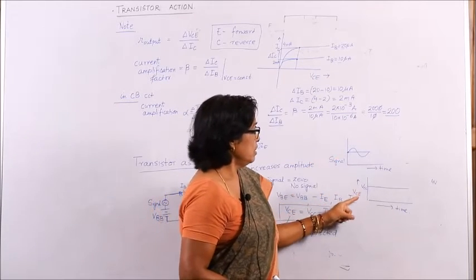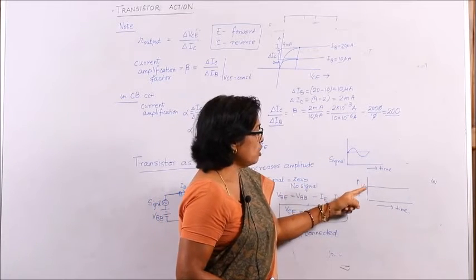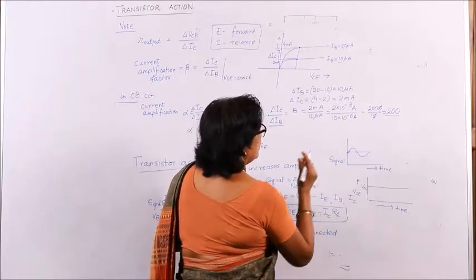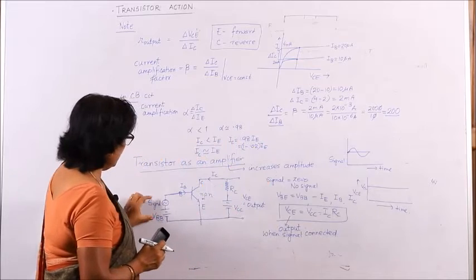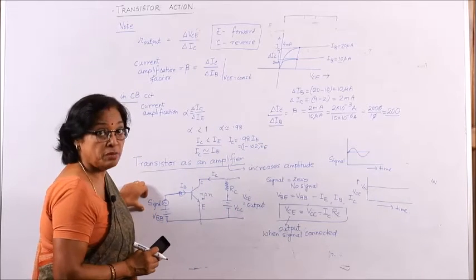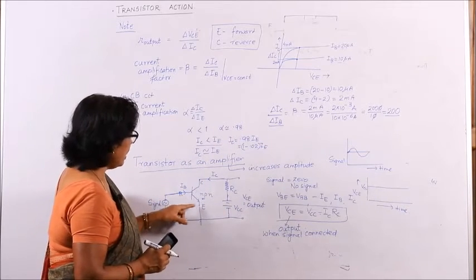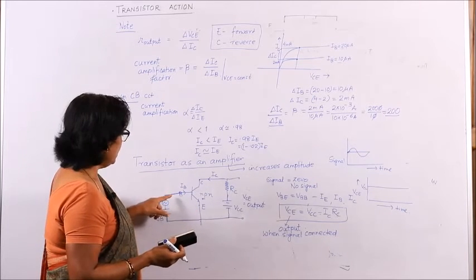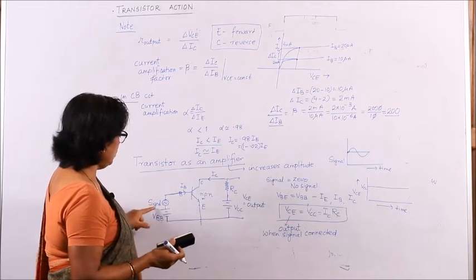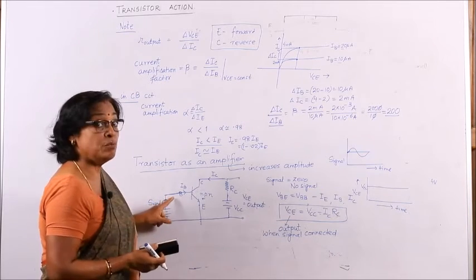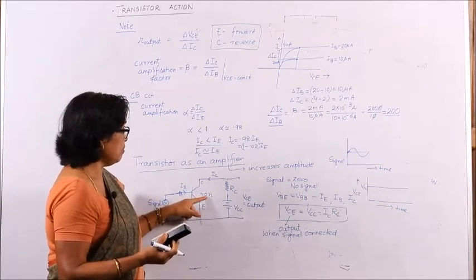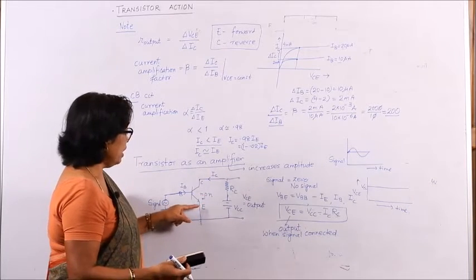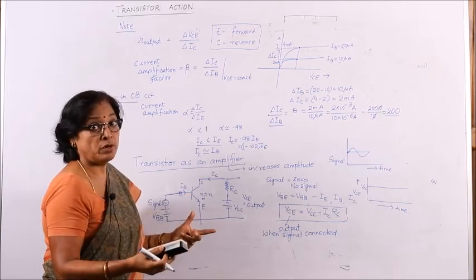So, when signal is 0, output is VCC. If the signal is going to the positive half cycle, the base emitter forward bias increases. It is more forward biased. So, the emitter base junction is more forward biased.